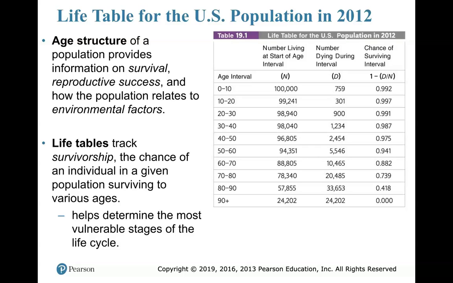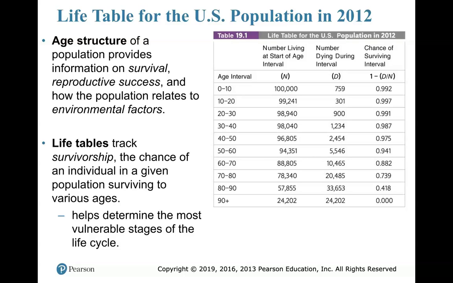So here I can actually see a life table for the US population in 2012. And what I see here are actually age intervals. Here I have individuals from ages 0 to 10 years old. And what that's telling me is the number of living, those are the individuals that are living, sample population at that age range. So it's saying about 100,000 individuals were living at that age interval.